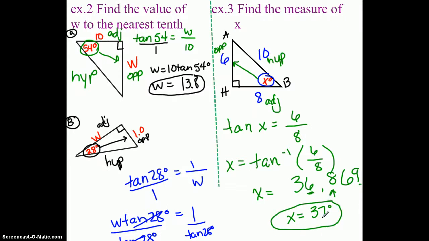So there's kind of 3 pieces. How do you find it when you just need to do the ratio? How do you use it to find a side that's missing? And how do you use it to find an angle that's missing? Let's see if we can fit maybe 1 or 2 more in here.